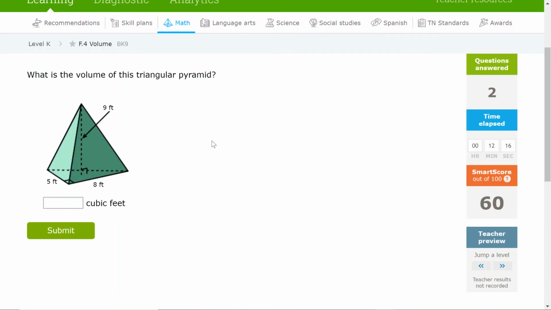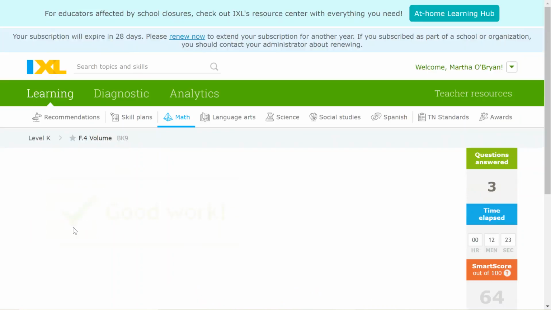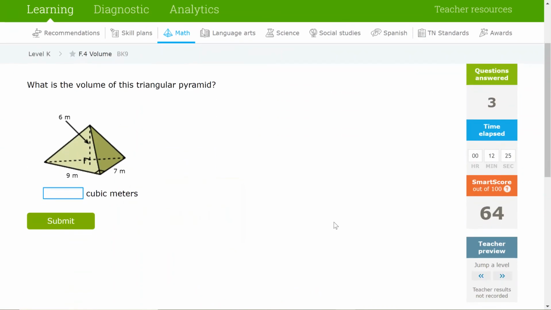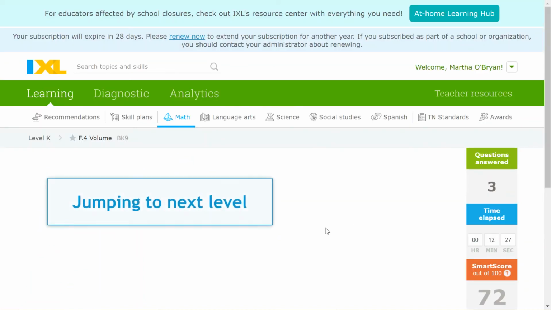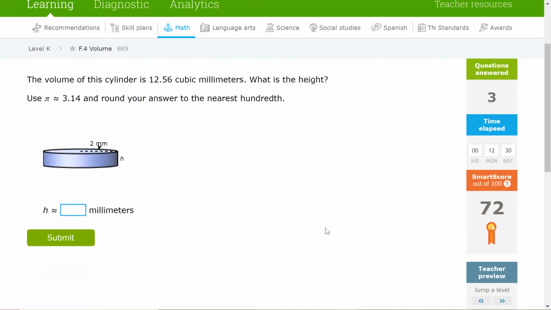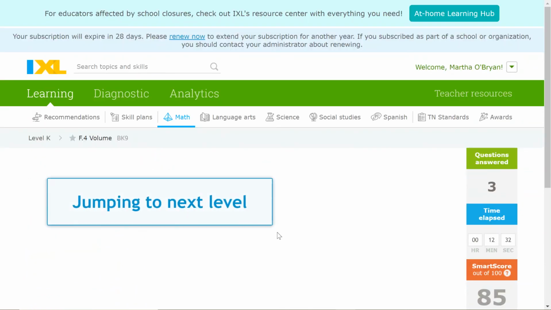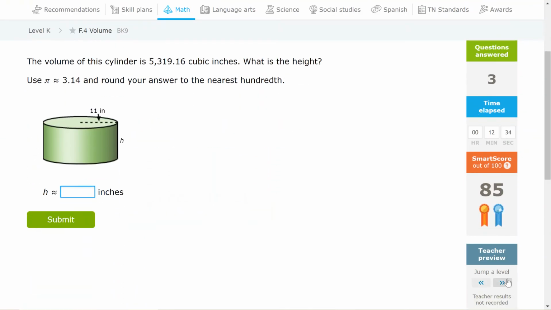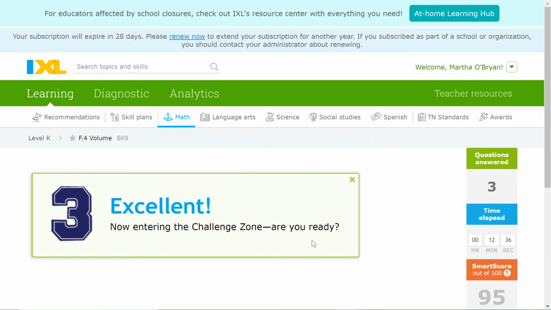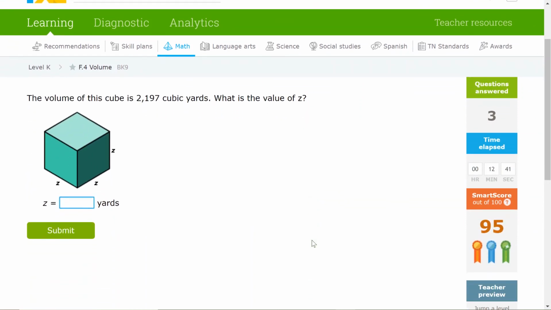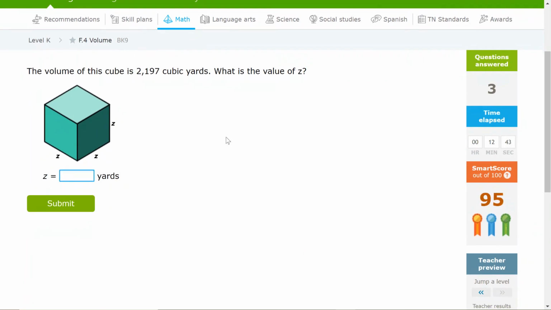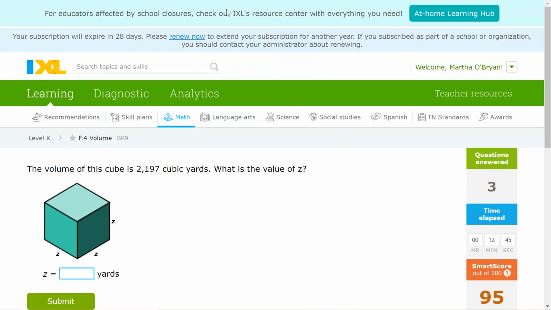So let's find that here. Let's see if that works. Awesome. All right, let me just jump through here and see if there's any that we haven't done. Let's see, we did a cylinder. There's another cylinder. And you did a cube in the last one, so I think we're good to go.